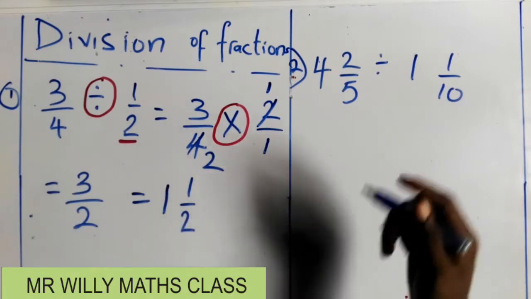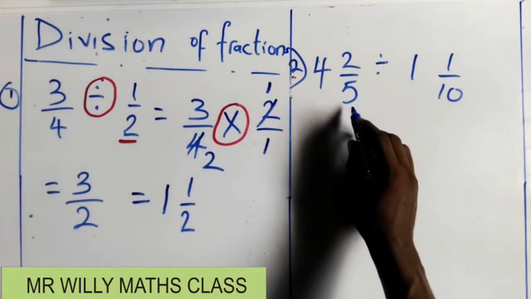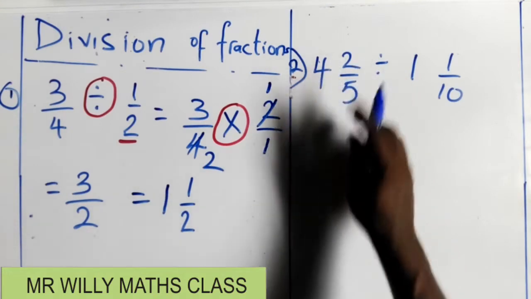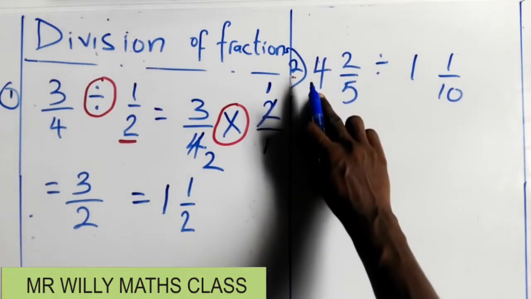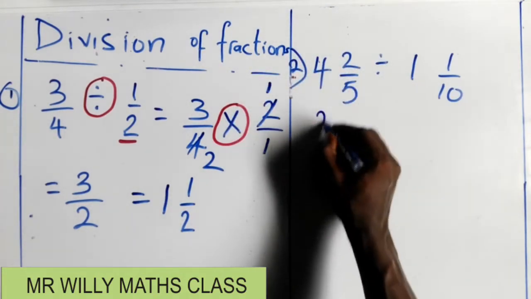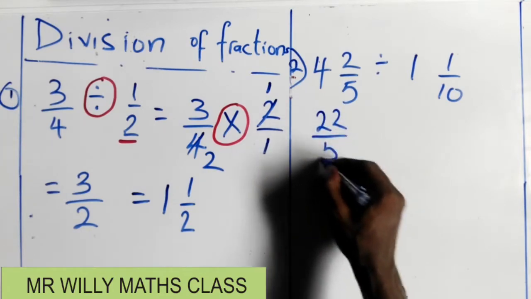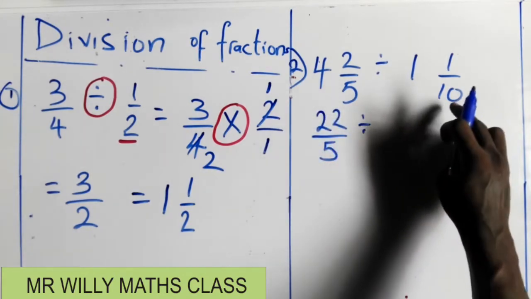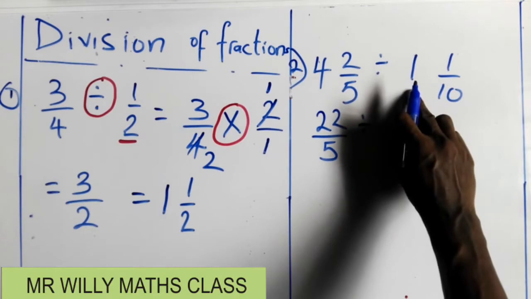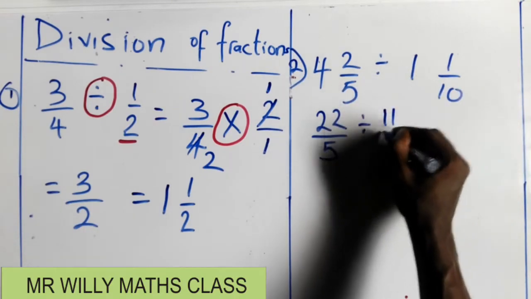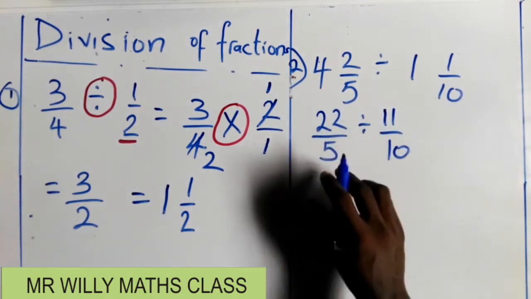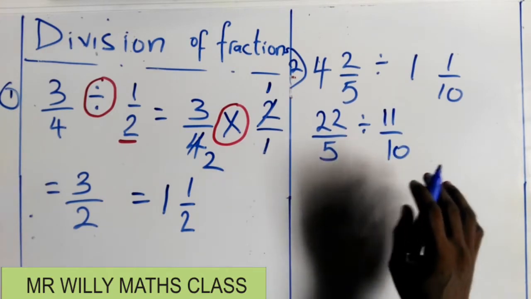How do you do that? Use your denominator to multiply the whole number, then you add the numerator. That'll be 5 times 4, which is 20. 20 plus 2, that'll be 22/5, divided by, then this will be 10 times 1, which is 10, plus 1. That will be 11/10. Now, after you have turned the mixed fractions to improper fractions, the next thing is what?